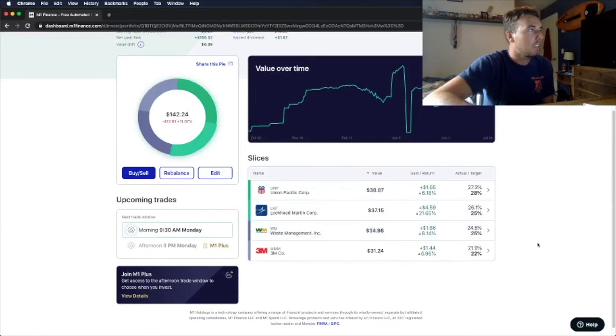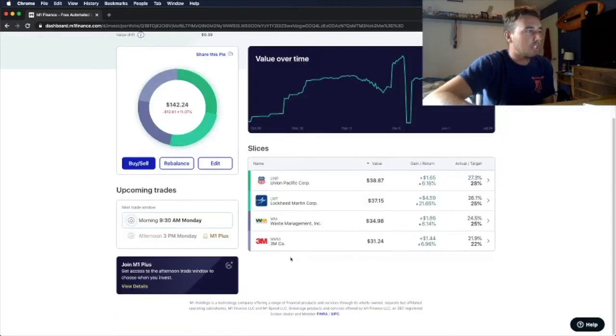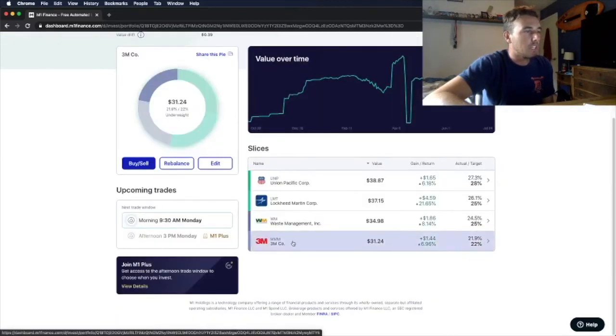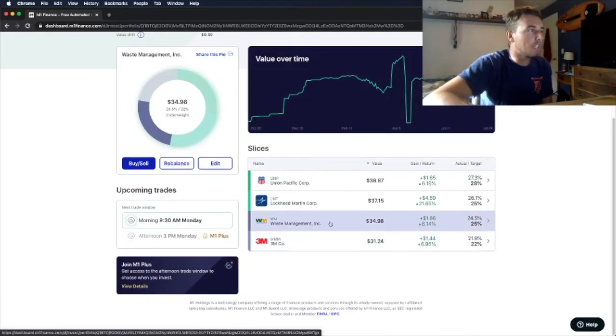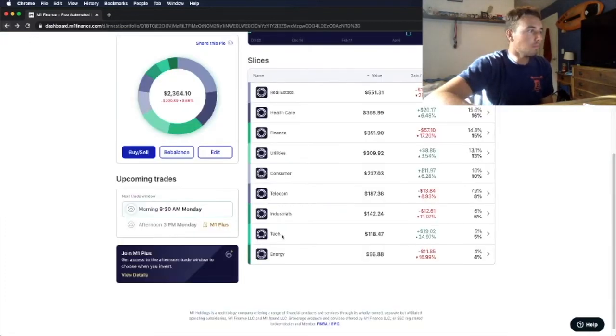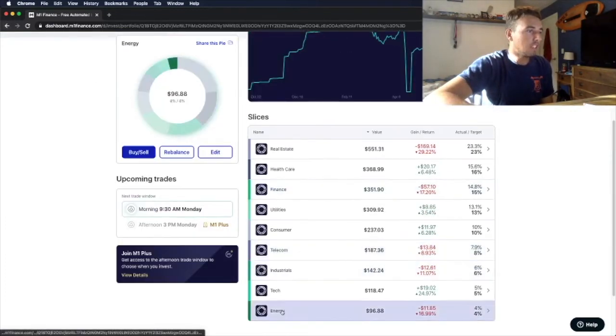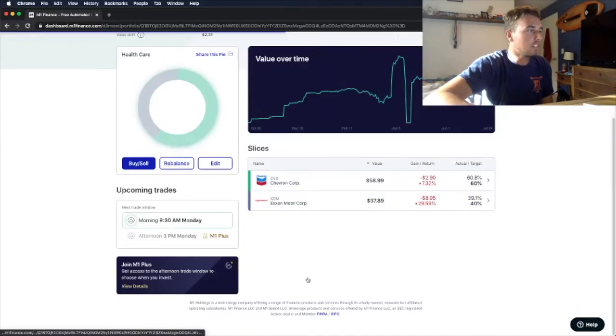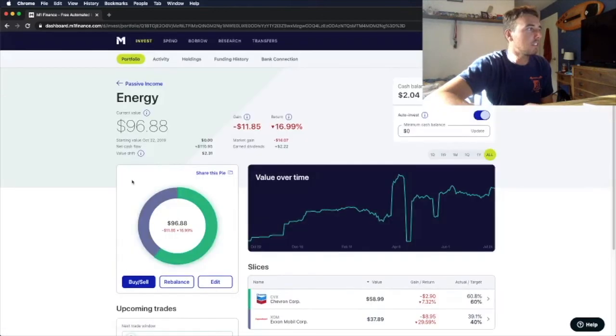So here in my industrials we have another few big names. 3M, which is a great dividend company, been paying dividends for years, along with Waste Management. These are both great dividend companies. And some energy ones here. These energy companies, they're not the best, but they pay a high dividend, so I kind of like those.